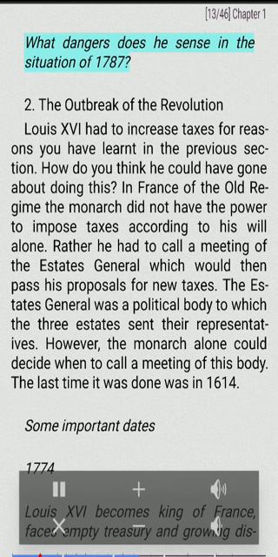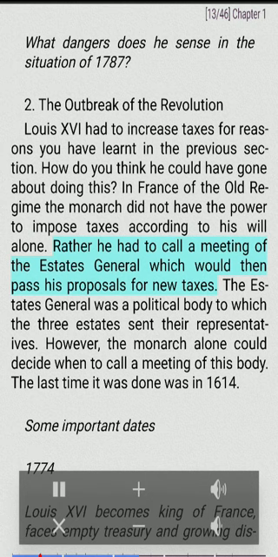Activity. What message is Young trying to convey here? Whom does he mean when he speaks of slaves? Who is he criticizing? What dangers does he sense in the situation of 1787? 2. The outbreak of the revolution. Louis XVI had to increase taxes for reasons you have learned in the previous section. How do you think he could have gone about doing this?